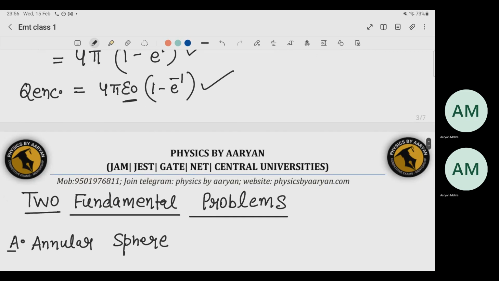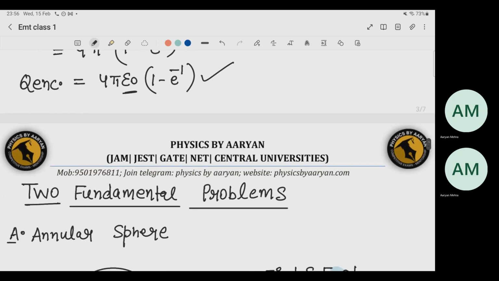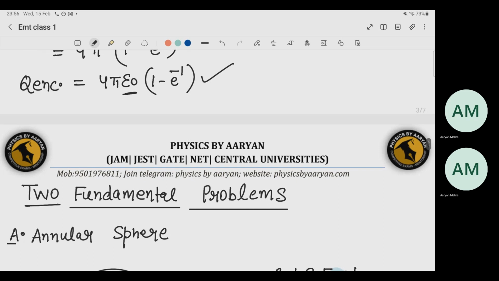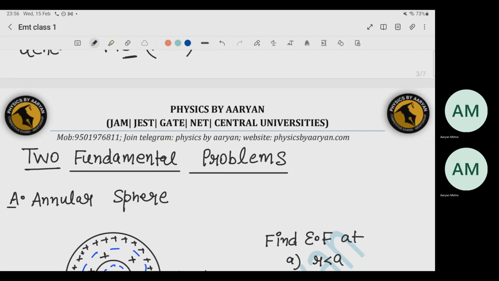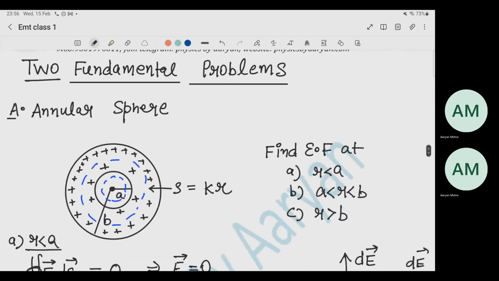So these were just PYQs. You see how easy the questions coming from electrostatics are. If you actually want to study and understand Gauss law, only two problems are enough to understand the entire Gauss law. So I have two fundamental problems. One is the annular sphere, or you can say the problem in radial symmetry, and another is the annular cylinder, which is a problem in cylindrical symmetry. So let's first see the annular sphere.